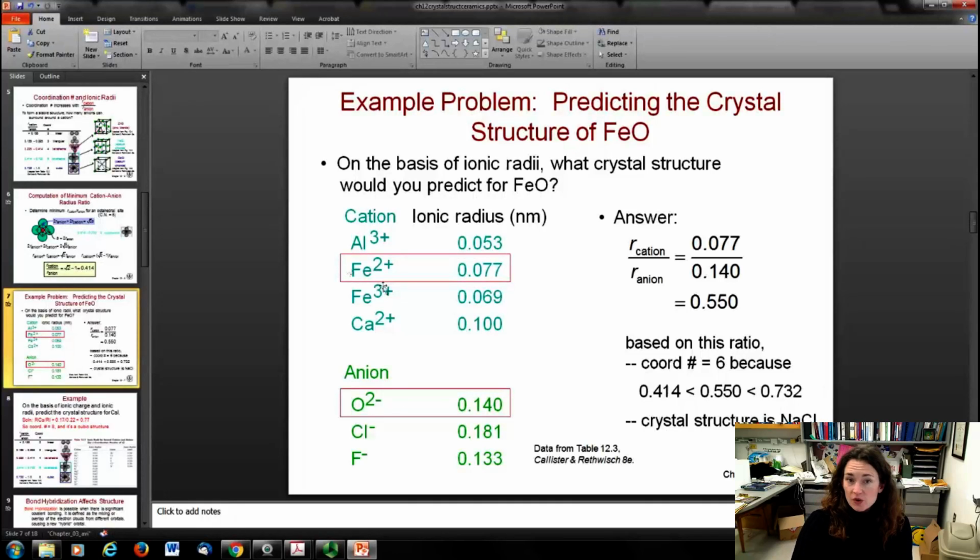Now, iron has a choice. It could be 2 plus or 3 plus, but in order to have just one iron with the oxygen, you've got to choose the 2 plus. Okay, so that dictates what the radius is, and there's a table of atomic radii in your book. So there's your 2 atomic radii. You construct your ratio, 0.077 over 0.14, and you get a value of 0.55. Now, because that falls in the range of 0.414 to 0.732, then you know that the coordination number is 6, and you've got your rock salt crystal structure.